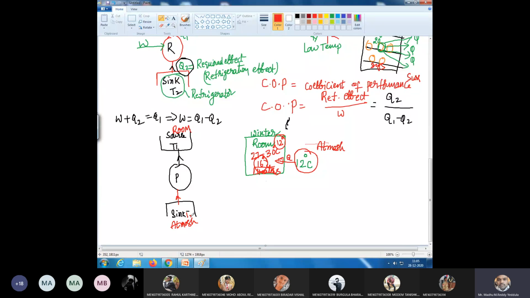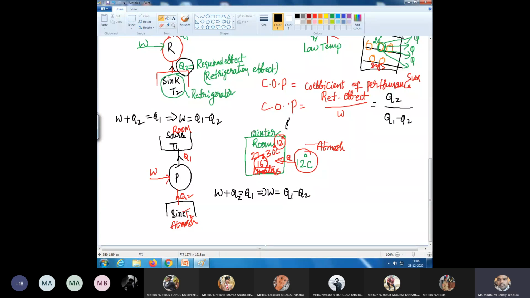So in order to do the process in reverse, we need to supply work. This is the work, this is the heat pump. It extracts heat from the body under lower temperature and supplies heat to the body under high temperature. Let us say Q1 and Q2. If you write the energy balance, what goes in is W plus Q2 and what is out is Q1. Therefore W is equal to Q1 minus Q2.